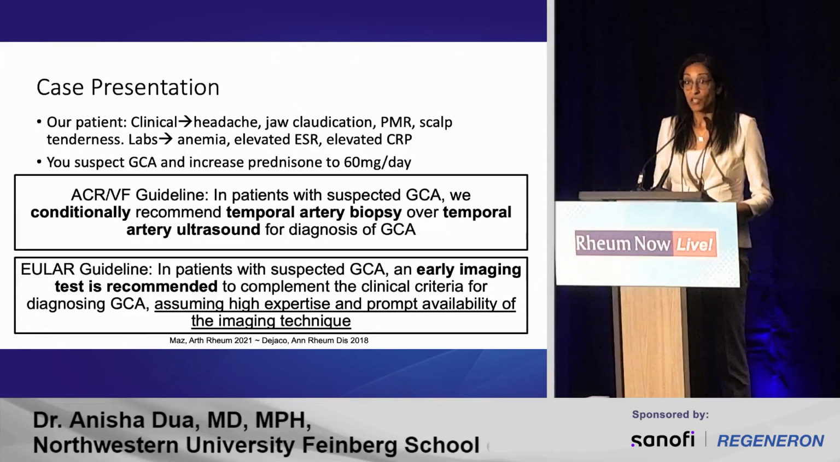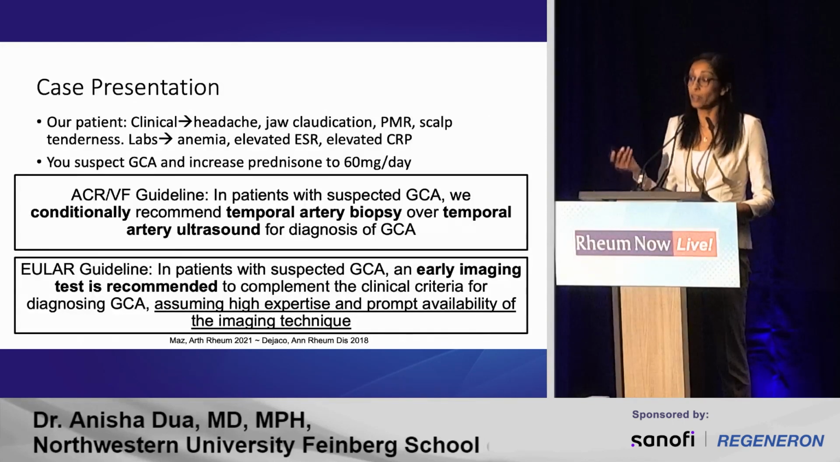Now, the recommendations from the ACR and Vasculitis Foundation are that in patients with suspected GCA, we should do a temporal artery biopsy over an ultrasound for the diagnosis. The EULAR guidelines are to do an imaging study, so to do an ultrasound, usually of the cranial arteries and then also the axillary arteries, to try to make the diagnosis.